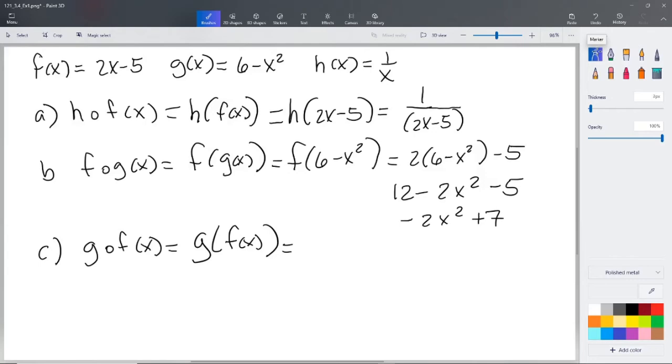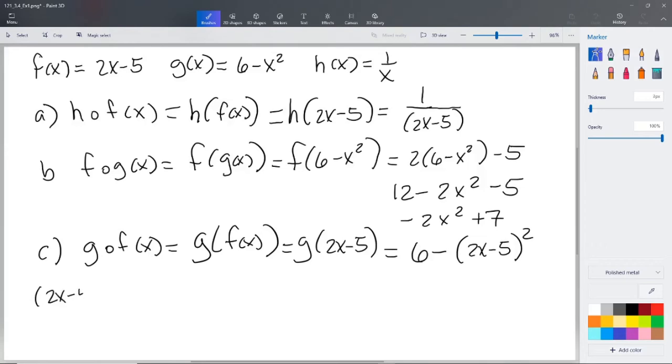So that's going to mean g of 2x minus 5, which in our case means 6 minus x squared, except x has now become 2x minus 5. And so for us to properly complete this problem, we're going to have to take 2x minus 5 and square it. So let's go ahead and do that as a sidebar over here. For those of you who can't remember how to do the FOIL, let's just do it in real time.